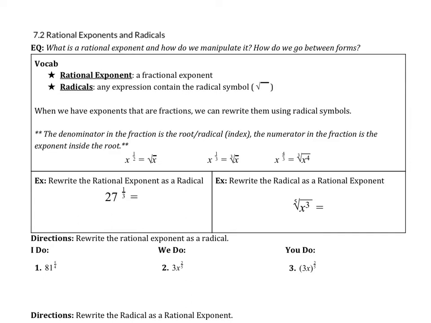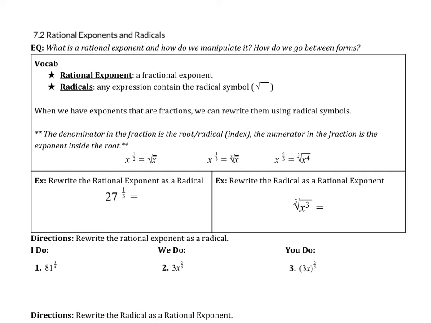What happens if I have a fraction in an exponent? Is that a thing? What does that mean? And that's what we're going to explore in 7.2. 7.2 is about rational exponents and radicals. And remember, the word rational just means something that can be written as a fraction. So a rational exponent is just a fractional exponent. So our essential question in this section of notes: what is a rational exponent?